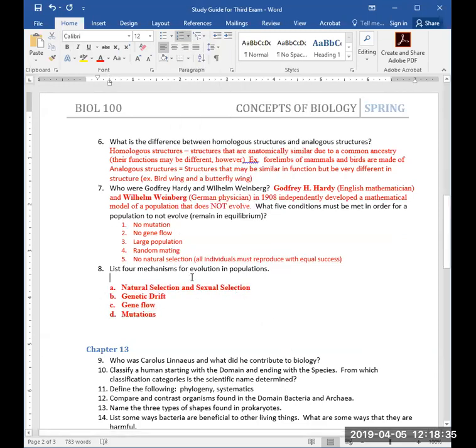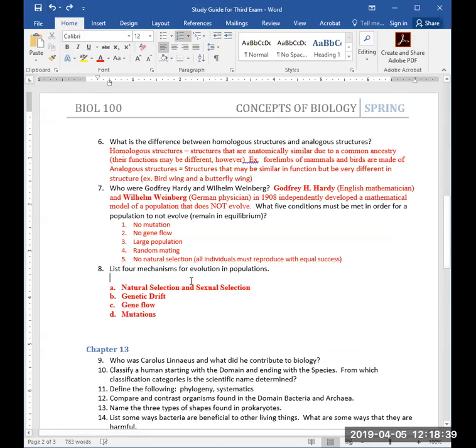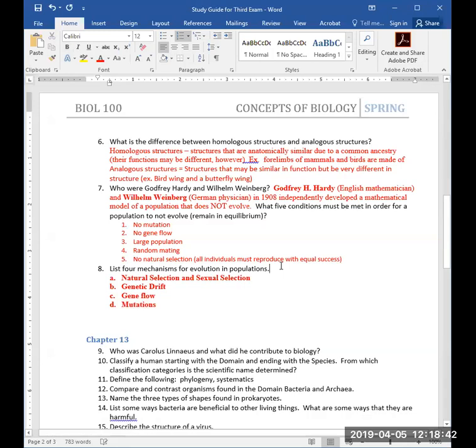All right, so these are the four mechanisms for evolution. Natural selection, genetic drift, gene flow, and mutations. So obviously the list above is if a population isn't evolving. The one below is for a population that is evolving.